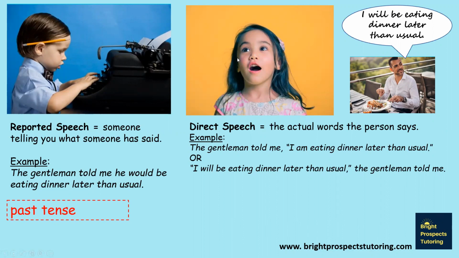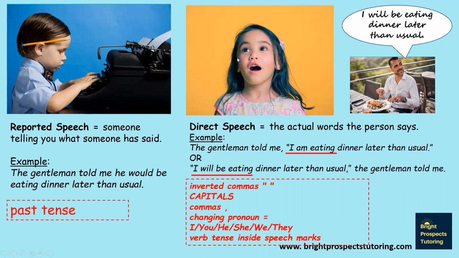Look how in this sentence you have inverted commas or speech marks around the words the person actually said. A capital letter for the first word that is said inside the speech marks, I. Commas, for example, if you have the gentleman told me at the start, that's called the reporting clause. You must always follow it by a comma before you start the direct speech.